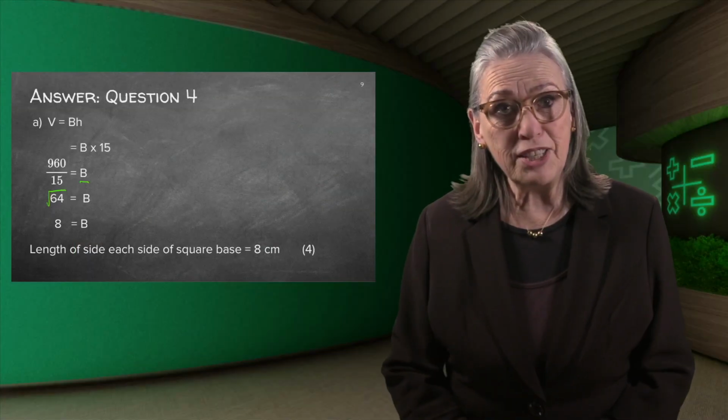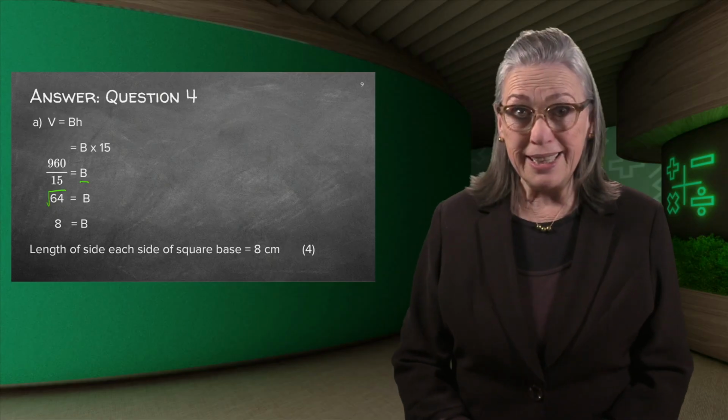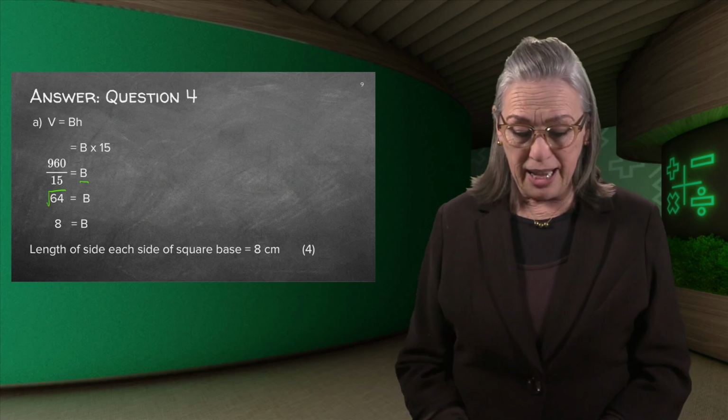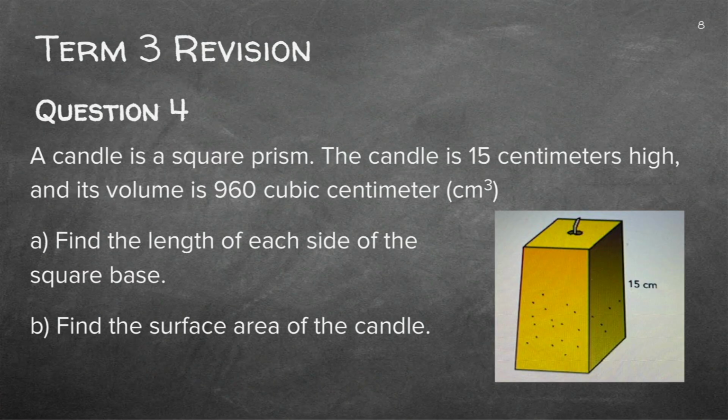And remember how I said to you in one of the previous lessons when we did this? You can always reverse it, right? And work out the volume now that you know that the width is 8, the length is 8, and the height is 15. Now you can go back and work out the volume and see if it will work back to 960 cubic centimeters. Okay, now that you know this, you can find the surface area on your own.